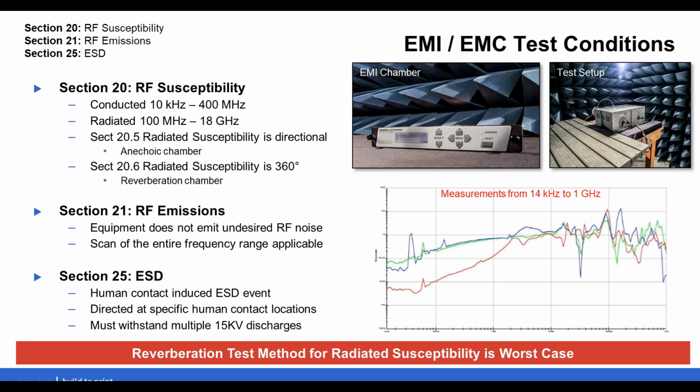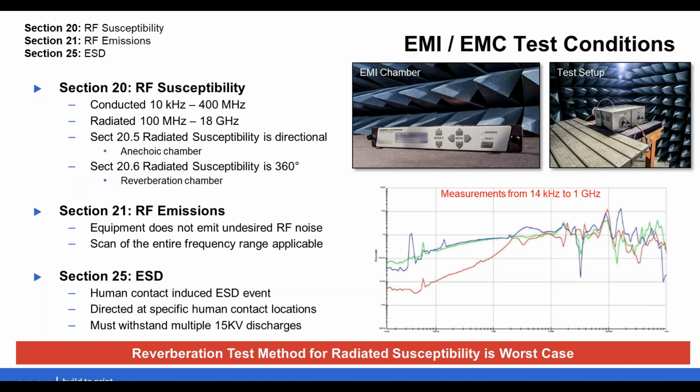There's talks within the industry that over the next year, when DO 160 is rolled from Rev G, that the primary method for performing radiated susceptibility is going to go from the directional test to a worst case radiated susceptibility in a reverb chamber. This is important because units that had previously passed the directional test may no longer be able to pass the 360-degree reverb test.